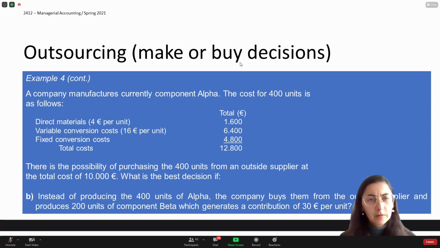I disagree. Yeah, I'm not sure I followed what you mentioned. So notice that if we produce beta, we will produce 200 units of beta, and these 200 units generate contribution of 30 euros per unit.